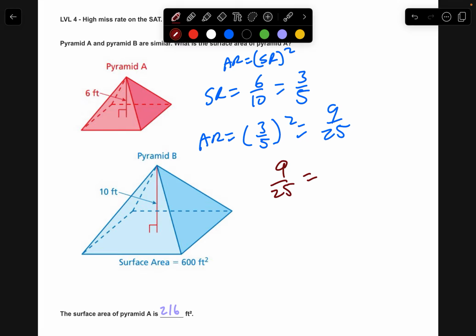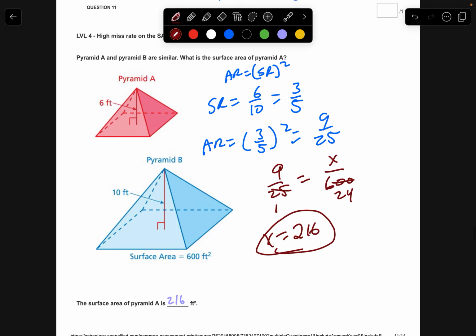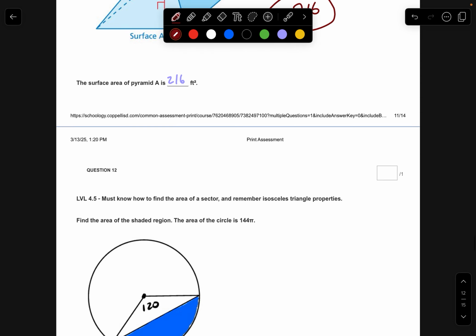9/25, that's my area ratio, equals the area we want, right? That's the small shape over the area we have. Talked about reducing. 25 times 4 times 6 would be 1 and 24. So 9 times 24, 180 plus 36 is going to be 216. So that's how I would solve that, my friends. But the thing people forget to do is they forget to find the ratio of the areas, which is muy importante. We got to know how to do that.